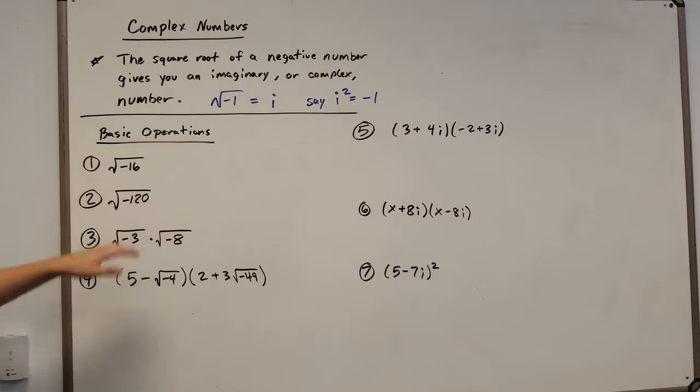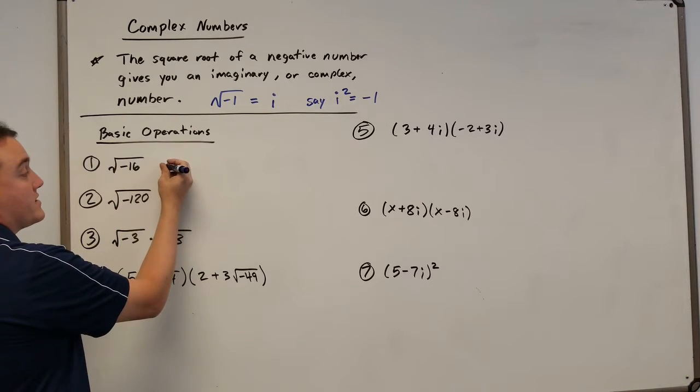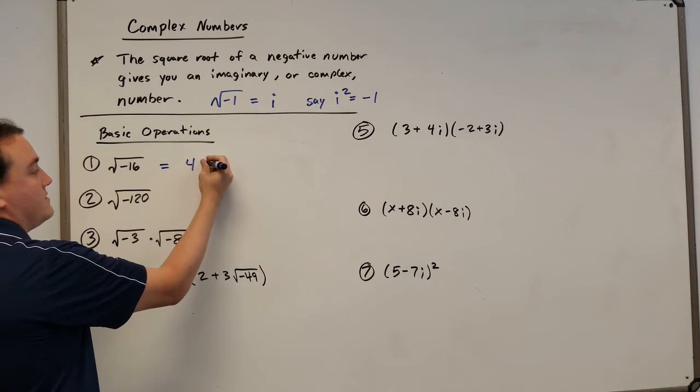Say we had the square root of negative 16. Well, the square root of 16 is 4. So the square root of negative 16 is going to be 4i.